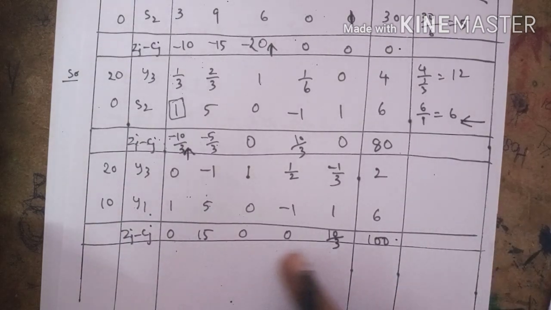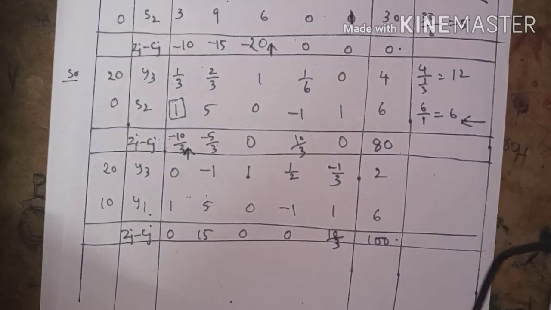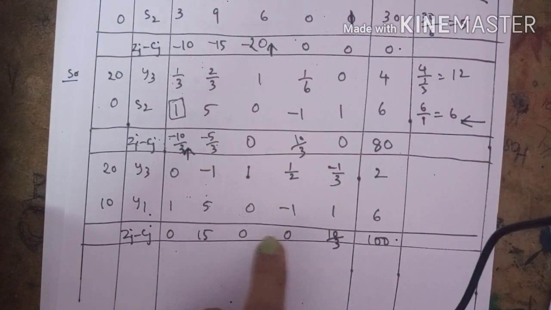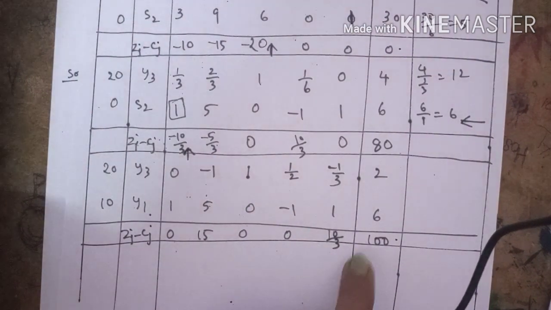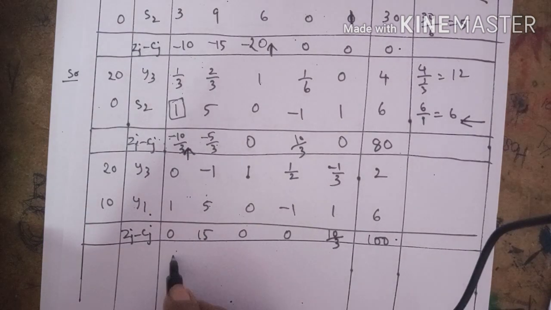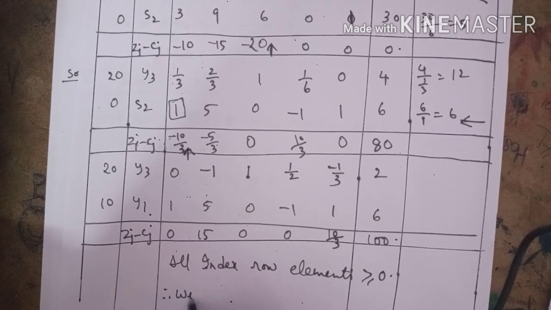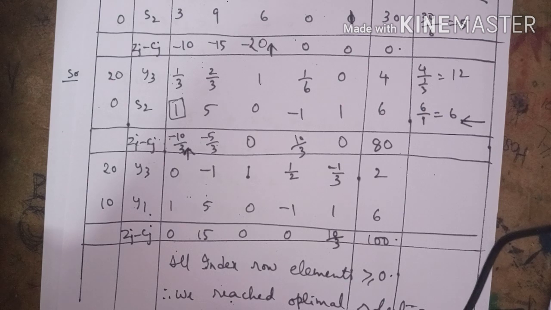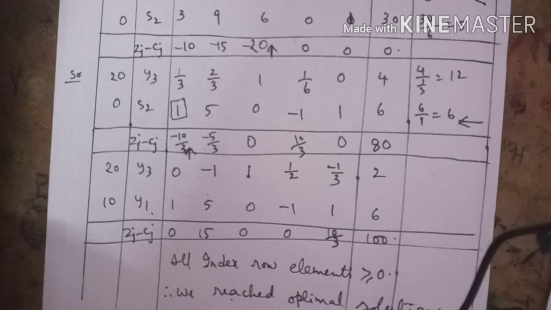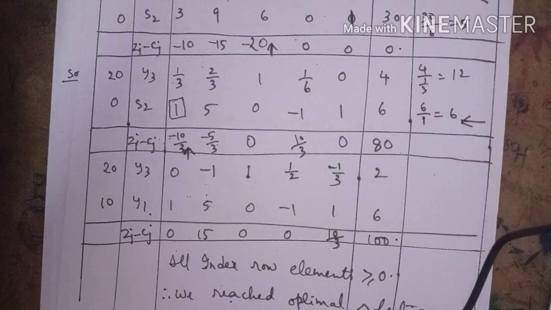Now if you observe all the index row elements, 0, 15, 0, 0, 10 by 3, 100. That means all are greater than or equal to 0. All index row elements are greater than or equal to 0. Therefore, we reached the optimal solution. Therefore, what is our given problem?